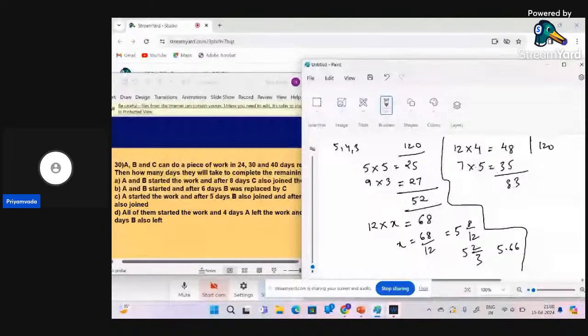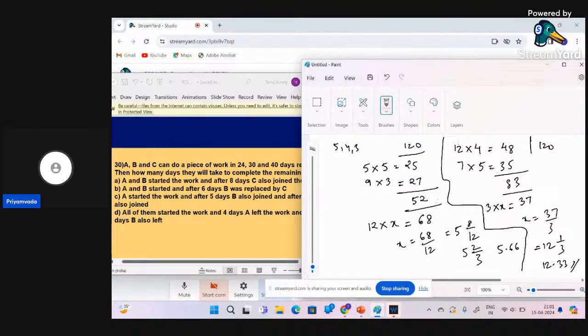Now after 5 days, B also left. It means only C is there to complete the work. Out of 120, 83 parts done means 37 parts of work are left. C's efficiency is 3, and we don't know how many days he is working. We'll calculate it. That is X equals 37 by 3. You can write it as 12 1 by 3 or 12.33. I hope it is clear for everyone. So X equals 12.33.